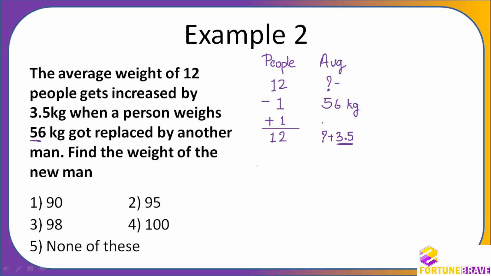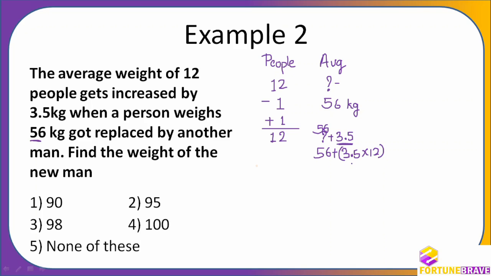So this 56 has to be there. He has to have 56 kg already, because he is increasing. If the person who had come here was the same, then the average would not have changed. But this person is not only having 56, he is having 3.5 kg extra to give to 12 persons, including himself. Why am I including himself? Because he is not going out nor coming in. So whatever happens to the average has to happen to him as well.